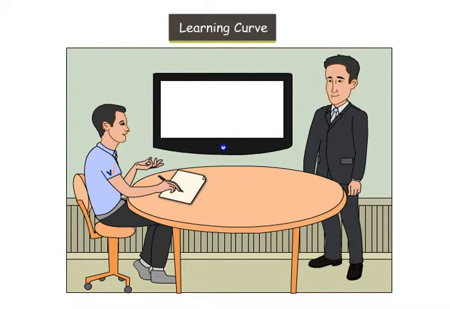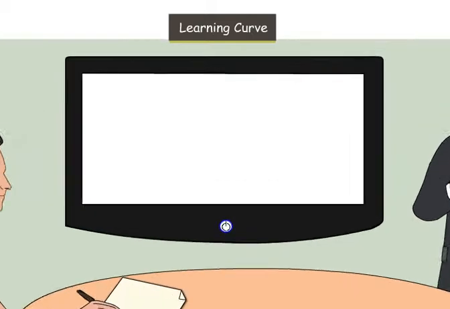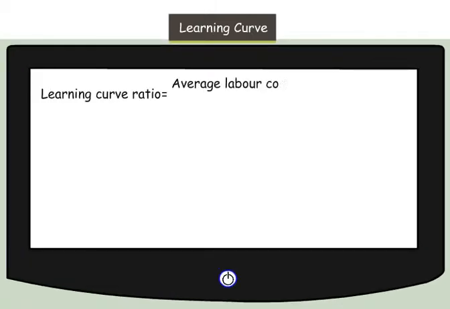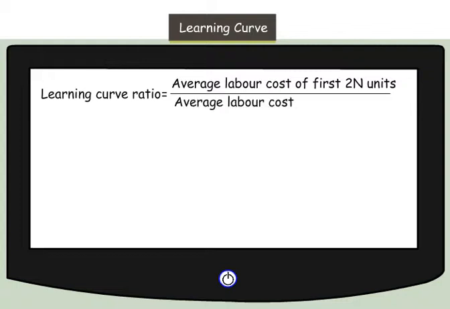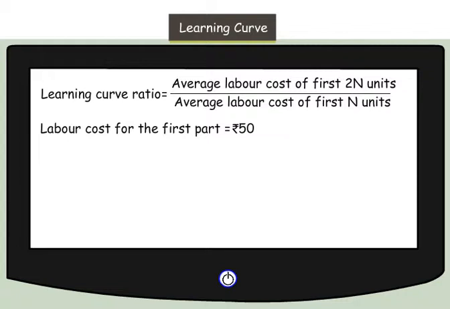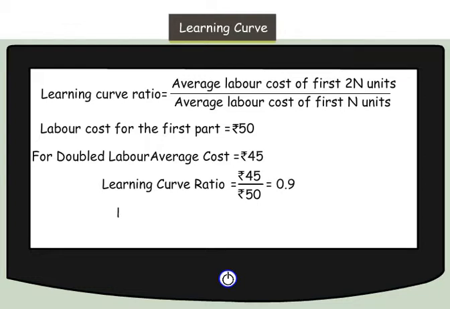Is there some way to determine how much learning effect the workers have experienced? Yes, the learning effect can be calculated as the ratio of average labor cost to produce first 2n end products to the average labor cost of first n units. Say for instance, if the average labor cost for the first part is Rs 50 and if the output is doubled, the average cost is Rs 45, then the learning effect is calculated as 45 divided by 50, that is 0.9 or 90% learning effect.